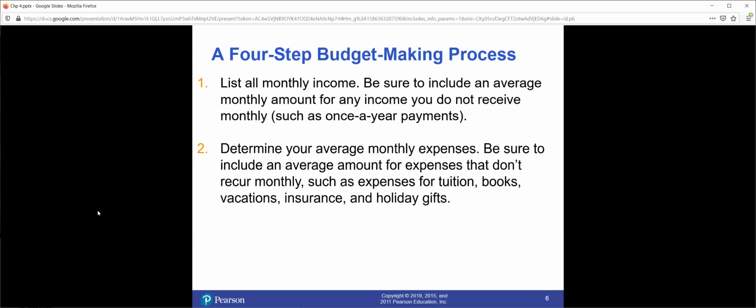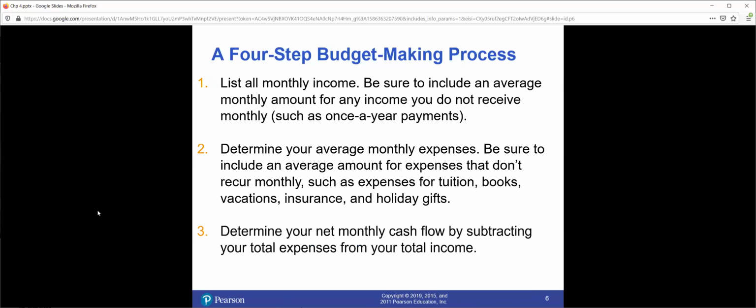Know how much you're getting in. Know how much you're putting out. That allows you to determine your net monthly cash flow. How much you get paid minus how much you're paying. Whatever's left over is your net money. And then finally, once you know these two parameters and you've discovered the third, make adjustments as needed.